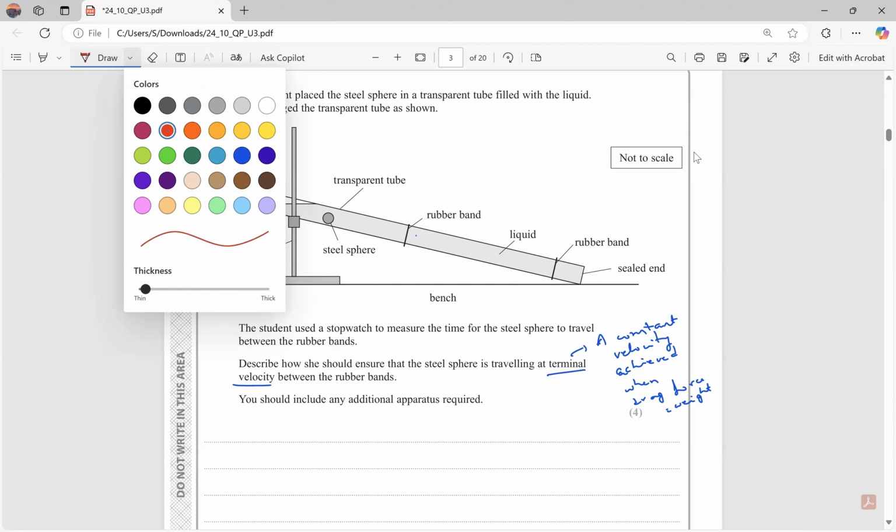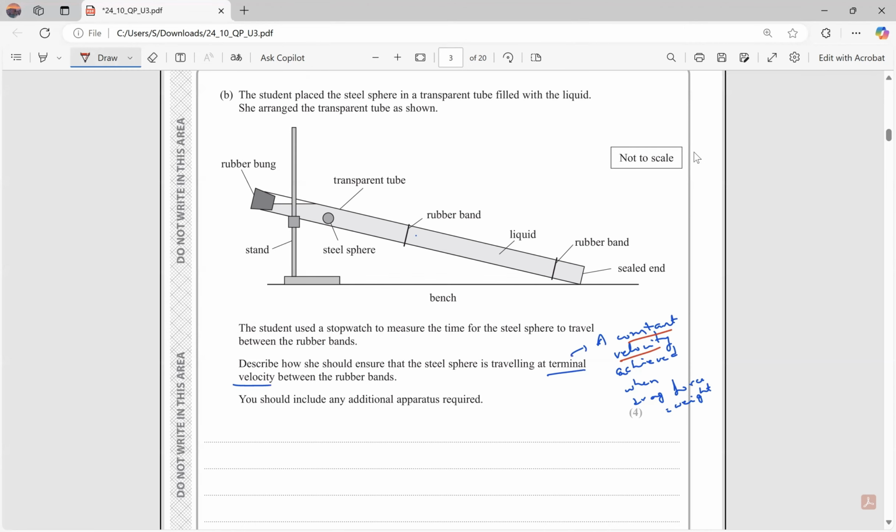It's a constant velocity. So we actually need to prove, or the student needs to prove, that between the two rubber bands, the velocity of the steel sphere was constant. So for example, if at this point it was moving at 1.5 meters per second, then it was also moving at this point with 1.5 meters per second. This is what we need to prove. So how do we do that?